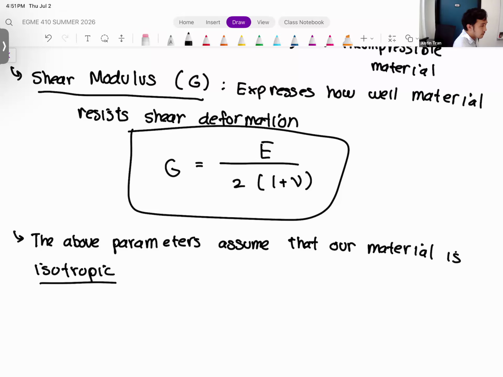Isotropic is a very key word, which basically means that the strength of the material is the same in all directions. It doesn't matter which direction you're going to be forcing your material, you should see the same behavior in all directions.